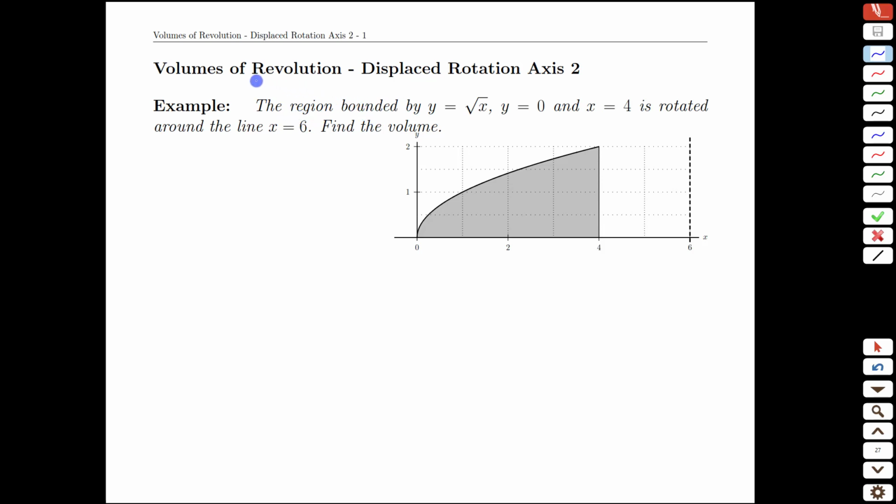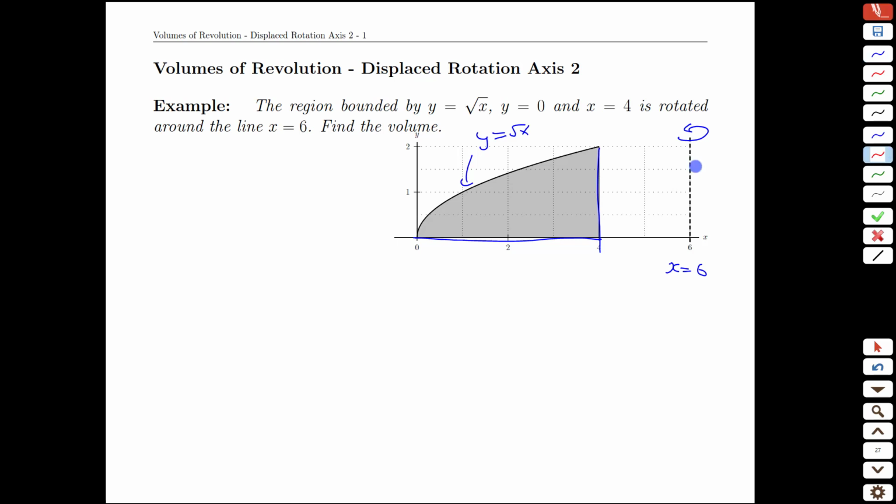In this video, we're going to calculate a volume of revolution where the axis is displaced again away from the x or the y axes. Here we're going to define the axis as x equals 6, and we're going to spin around that axis. We're going to take a region bounded by y equals square root of x, and y equals 0, and x equals 4.